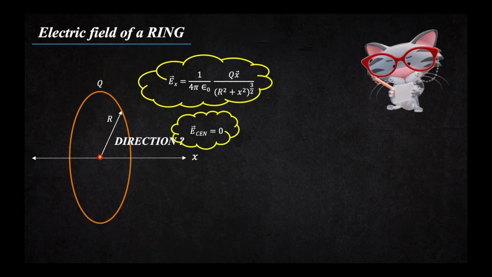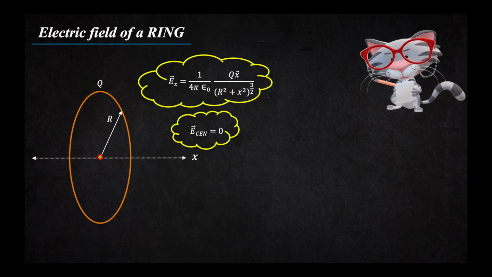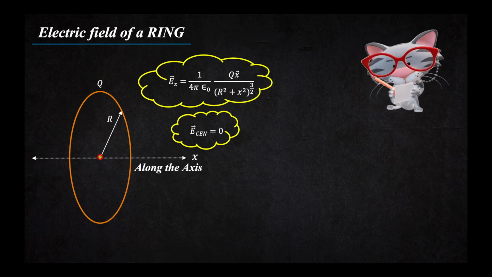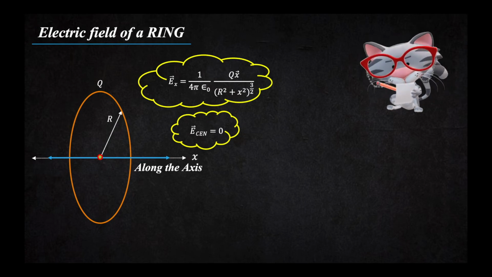Field एक वेक्टर क्वांटिटी है तो इसका डायरेक्शन भी होगा and the direction will be along the axis. If q is positive, it will be away from the center. If q is negative, it will be towards the center.